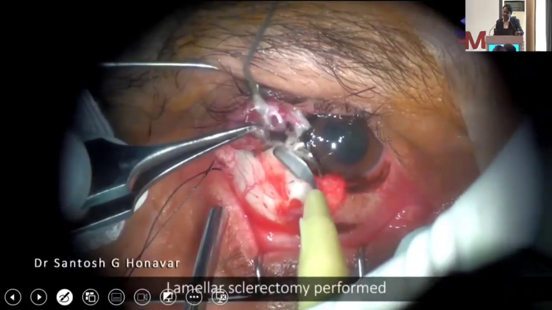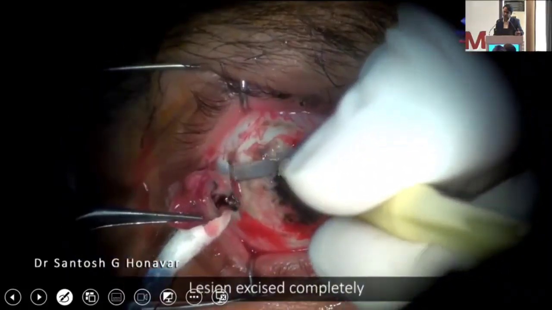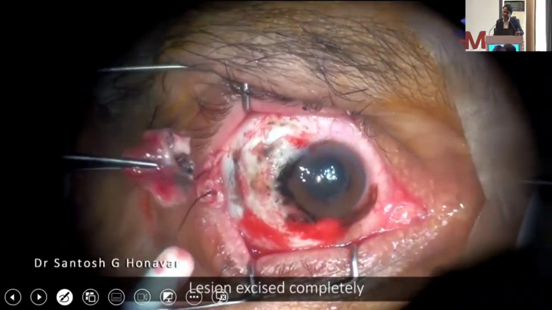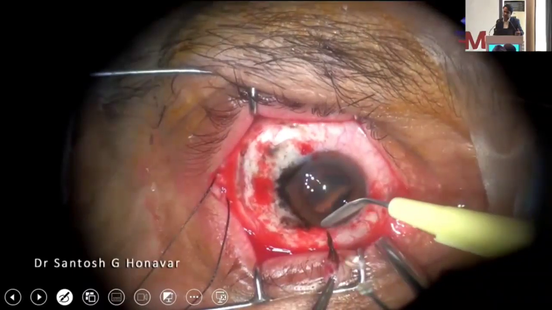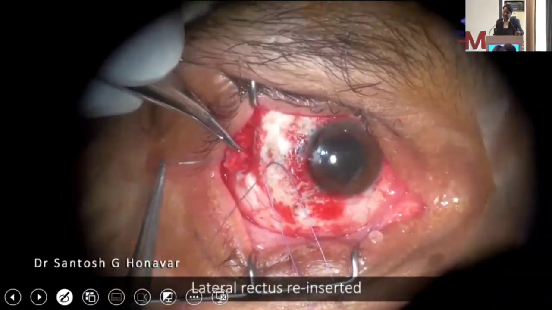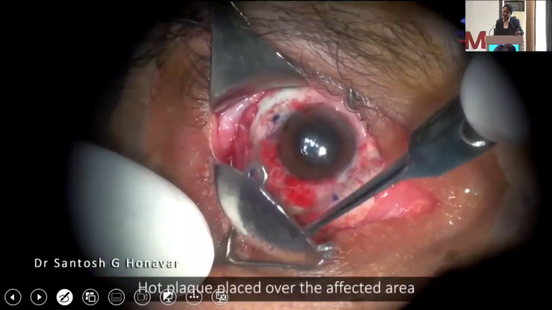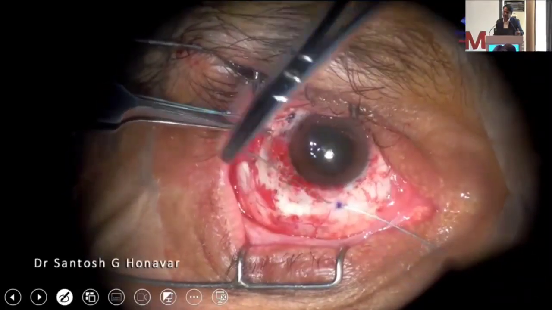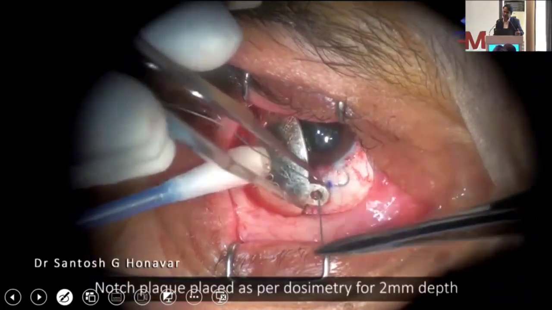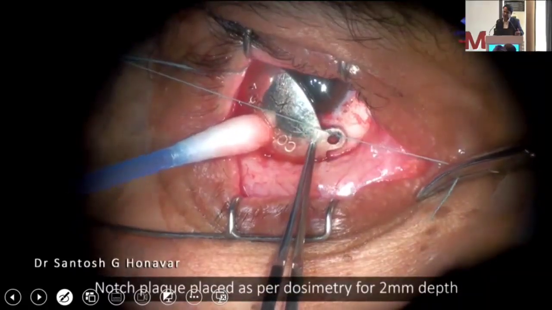Excise the tumor flush with the scleral base, not to do further lamellar sclerectomy. Then excise all these pigmented areas of the conjunctiva, which is PAM, reinsert the muscle back, and then apply ruthenium plaque brachytherapy after marking the area of application. So this is the area that has been treated.